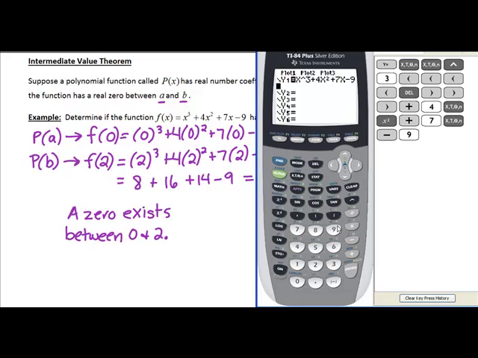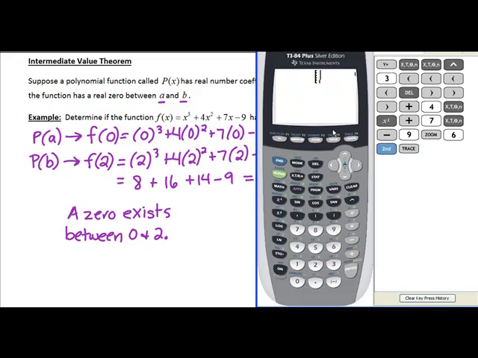Now your calculator may already be set up in a standard window. I'm going to do a zoom 6 just to make sure. Zoom 6 gives it that standard negative 10 to 10 window. Okay, although we don't have a clear idea of what the graph is doing overall, we do see that there is a 0 right here, right around 1, and that's definitely between our two values that they gave us, 0 and 2.